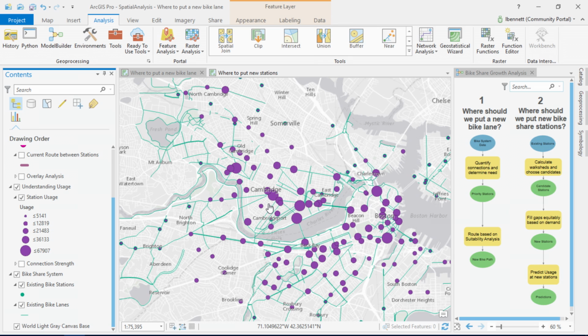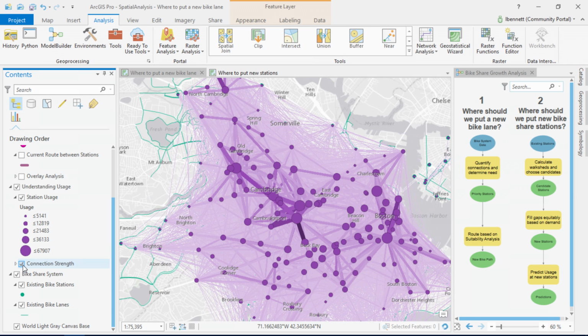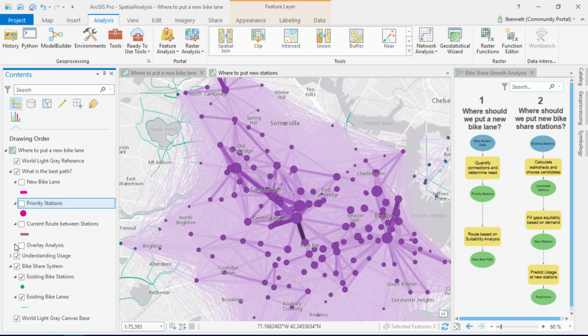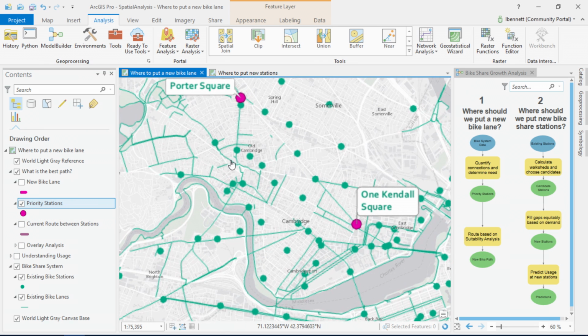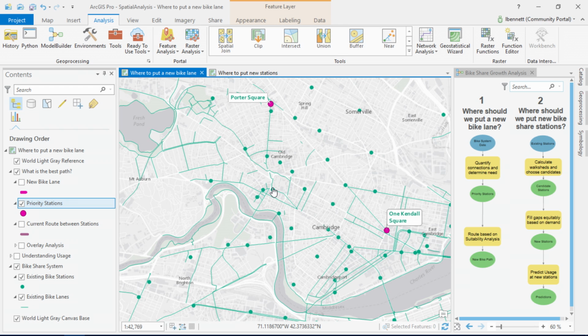Where do people go after they pick up a bike? How are these stations connected? By looking at where each of the trips starts and ends, we can start to get a sense of which stations have the strongest connections. And we can combine our understanding of how people are using the system with powerful network analysis to identify highly used, highly connected stations that lack adequate bike lane coverage.